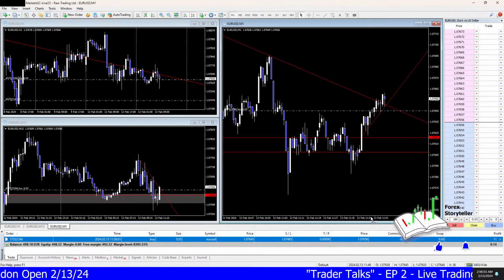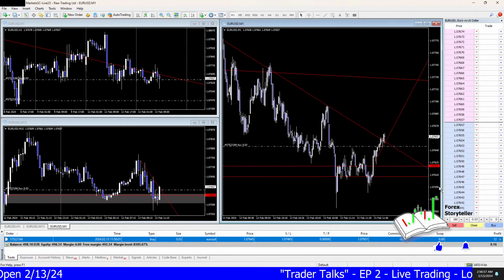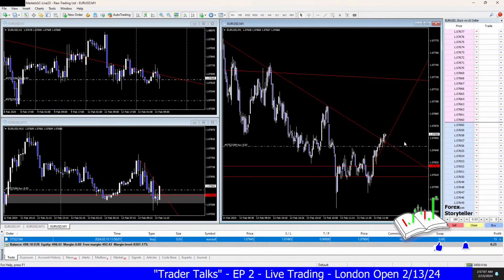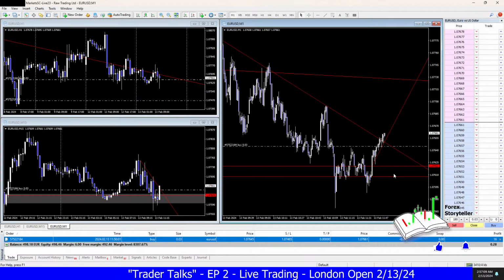This position, I believe, needs to be held. Gonna look to try to take it all the way up to here at least. Starting to get a break across that main trend line, which is nice.